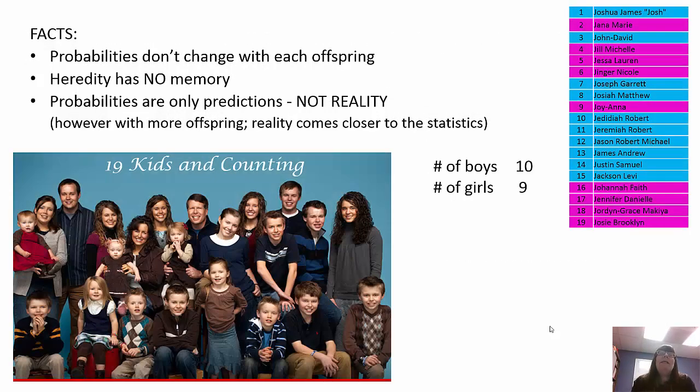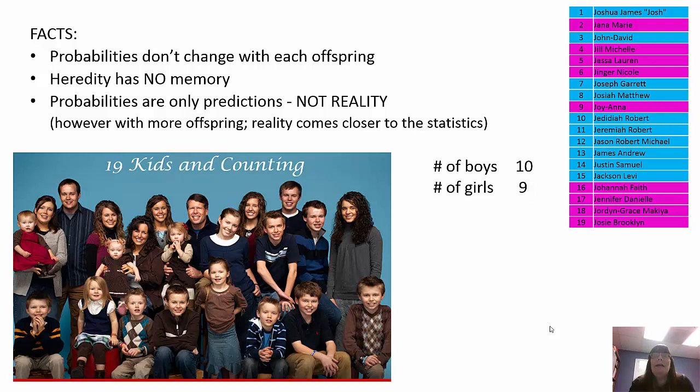As I said, probabilities don't change with each offspring because heredity does not have memory. Probabilities are only predictions, they're not reality. So just because you, like I said, have 4 offspring, it doesn't mean they're going to each be that particular one in the Punnett square. But the more offspring you have, the closer reality comes to the statistics.